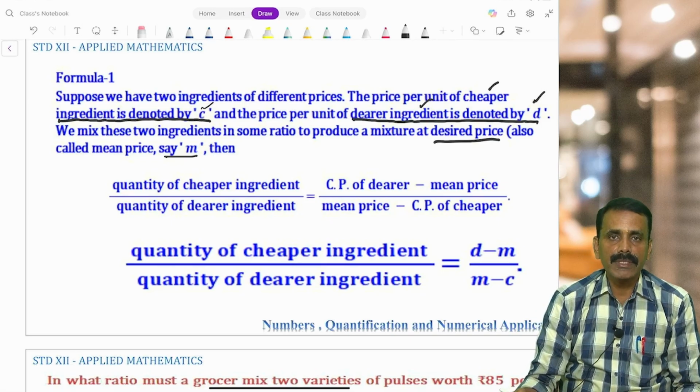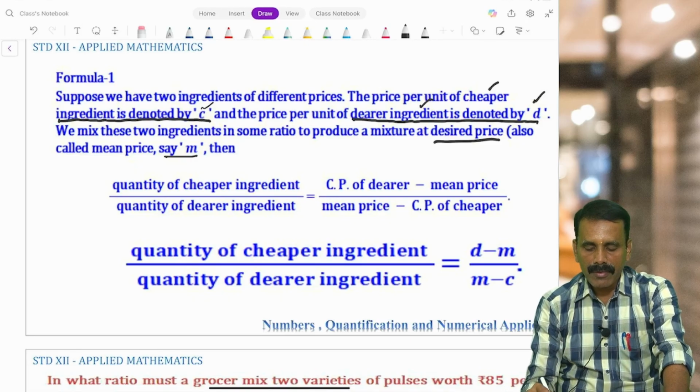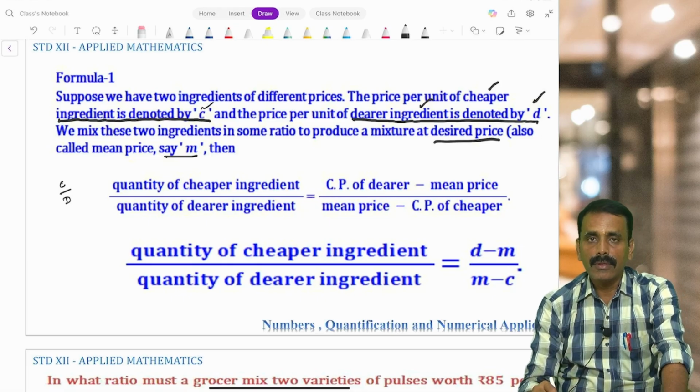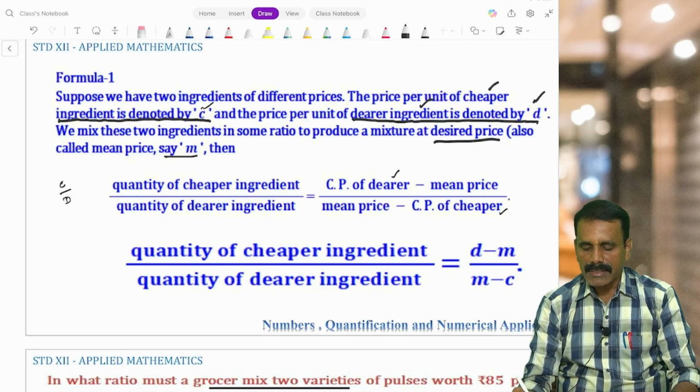So in which ratio we have to mix both the ingredients? This is the formula we are going to use. Quantity of cheaper ingredient divided by quantity of dearer ingredient. Cheaper is in the numerator and dearer is in the denominator. So C by D is equal to cost price of dearer minus mean price of the mixture, divided by mean price minus cost price of cheaper. So dearer is in the numerator and cheaper is in the denominator: D minus M by M minus C.